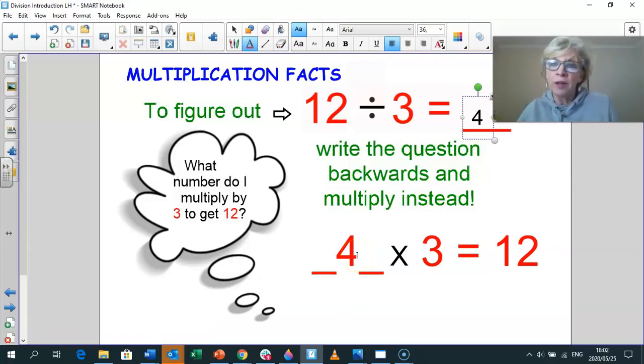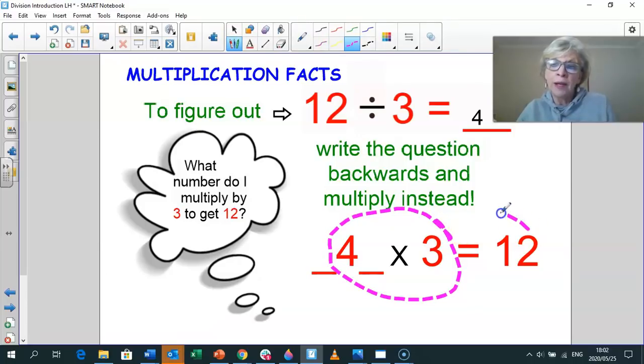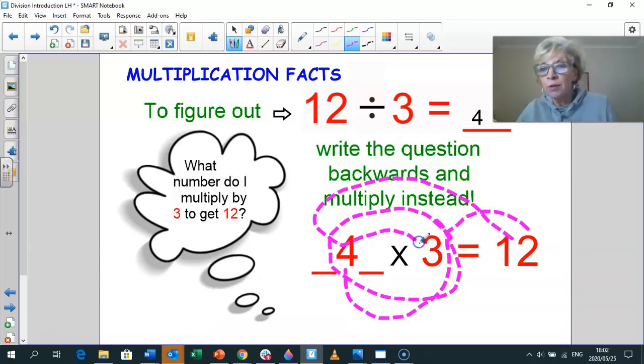12 divided by 3 is 4, but I also know that 4 times 3 is 12. So there we go. 12 divided by 3 equals 4, and 12 divided by 4 equals 3. That's our third strategy, multiplication tables, or our knowledge of our multiplication facts.